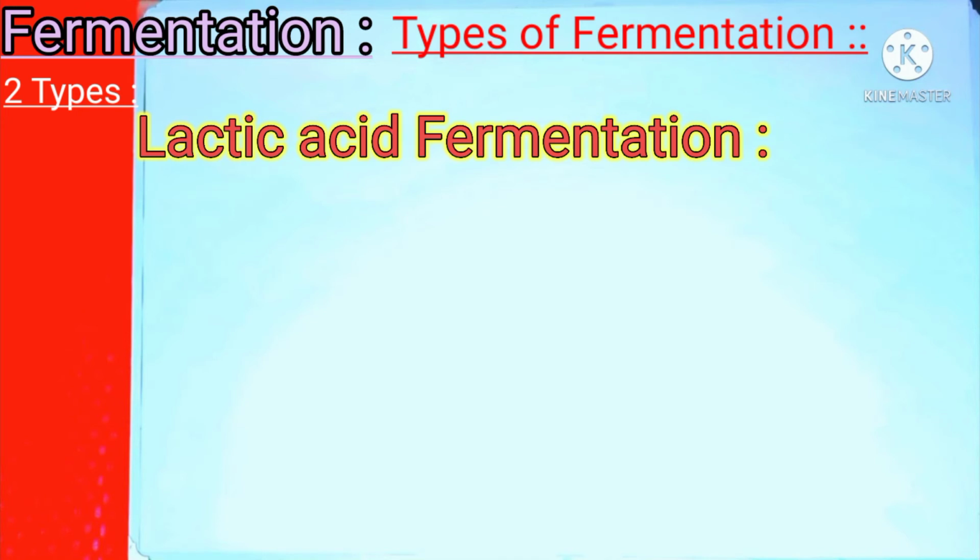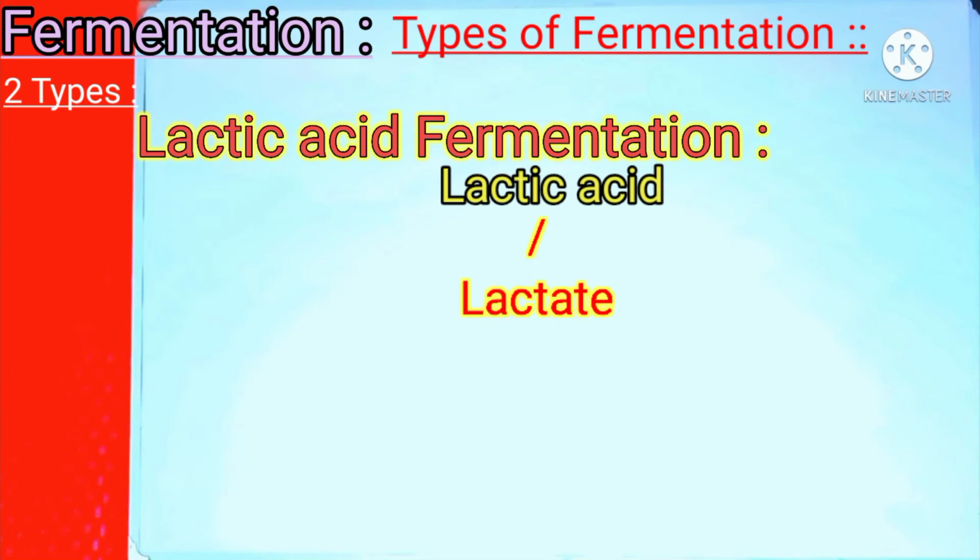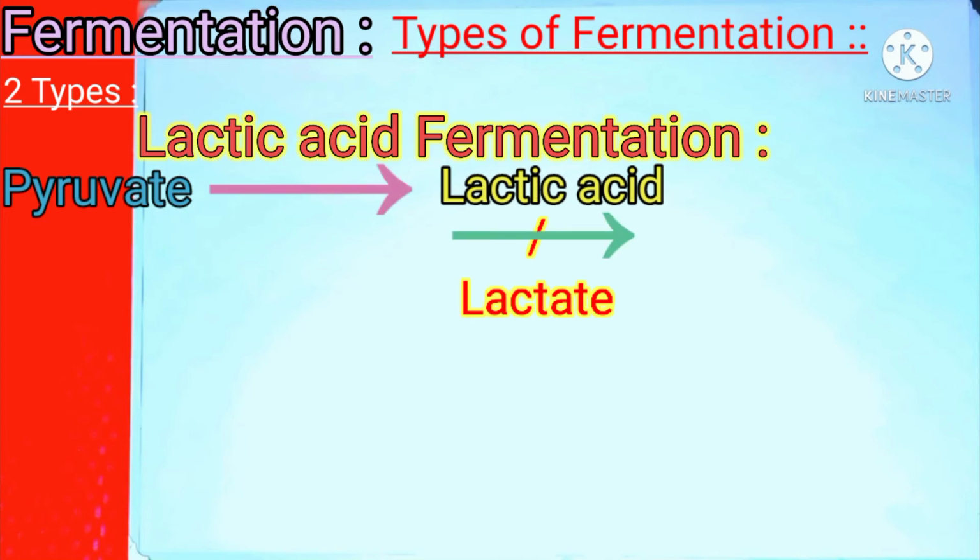Next, we will study the second type of fermentation, that is lactic acid fermentation. The fermentation type during which lactic acid or lactate is generated as an end product by using pyruvate as a substrate is known as lactic acid fermentation. In other words, when pyruvate is converted to lactic acid, this type of fermentation is known as lactic acid fermentation. The reason for this is that some animal cells are deprived of oxygen, so they temporarily carry out lactic acid fermentation.